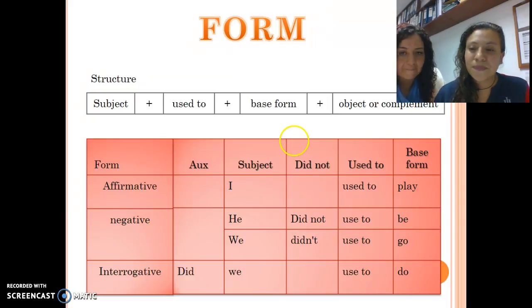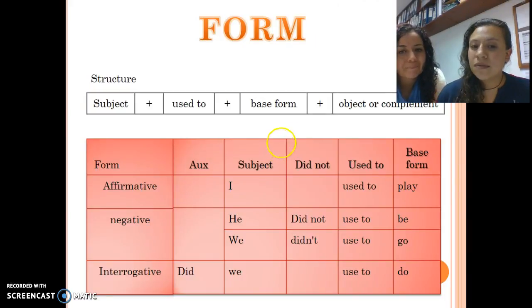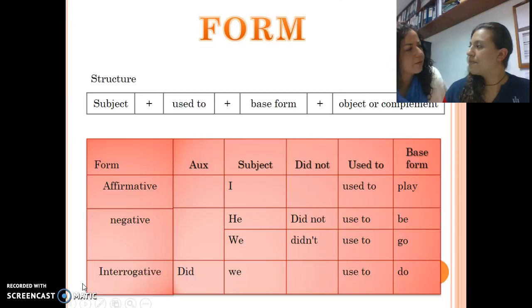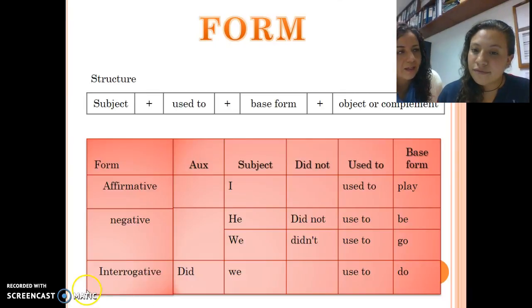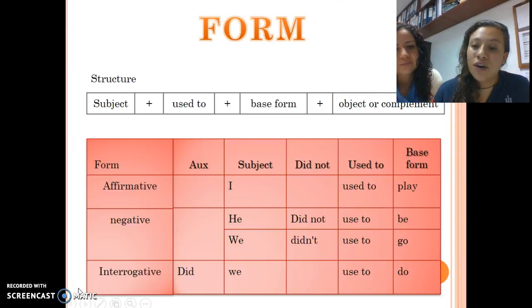Right. Okay. So what if I want to use a negative? What do I have to use there? Well, we have to put the same subject and the auxiliary did, but in negative form, that is did not, and used to, and the verb in the base form. Okay, so wait a second. So is used to like a normal sentence in the past simple? Of course, the auxiliary normally replaces the verb in the past.